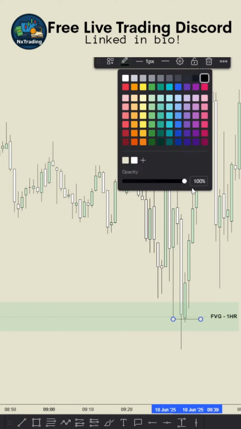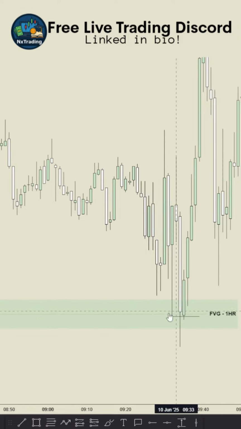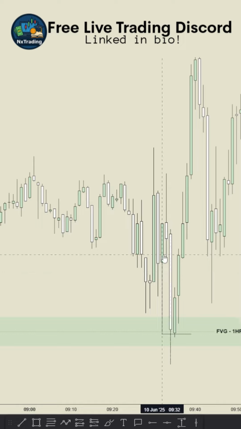So after I saw that, I wanted this sell side liquidity to get swept and another tap into the hourly. As you can see, we had this sell side liquidity sweep and we fully filled this hourly fair value gap. Then we created the first presented fair value gap after 9:30, which is a very strong entry point.